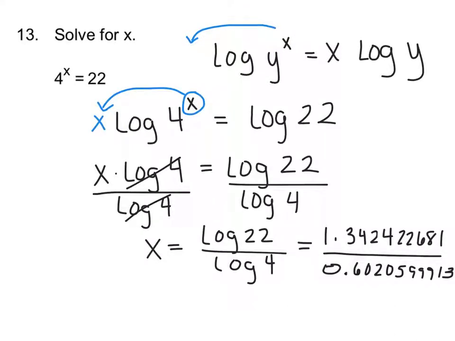Next, you can divide those two decimal numbers to get an answer of 2.22971581. And we want to round our answer to 4 decimal places. So x is approximately 2.2297.